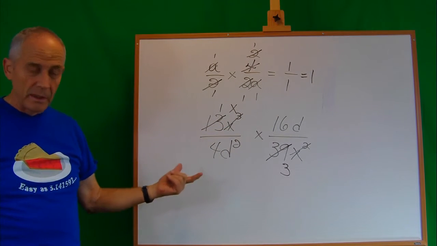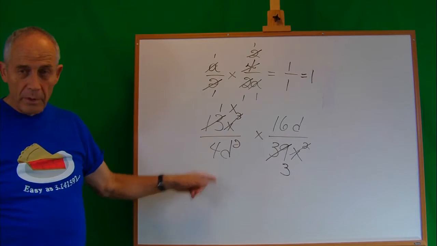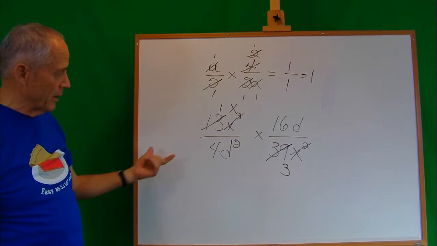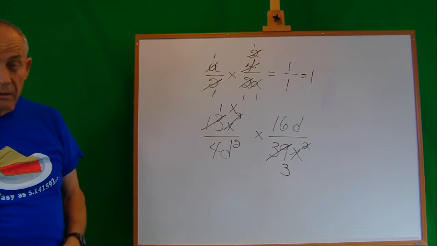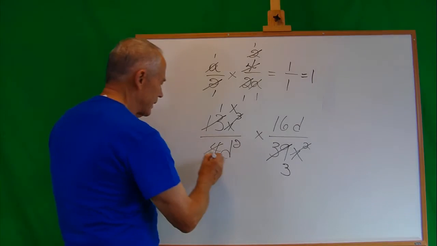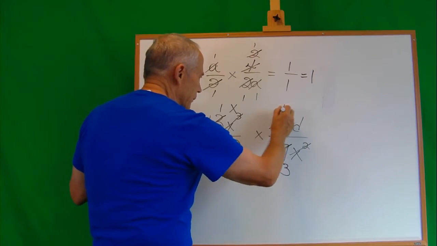So I start with the numbers. I've got a 4 here. It's in the denominator, so I'm going to be looking in the numerator. Are there any factors of 4 in the numerator? Well, yeah, there is. Sure enough. So we can take a 4 out of there and a 4 out of there.